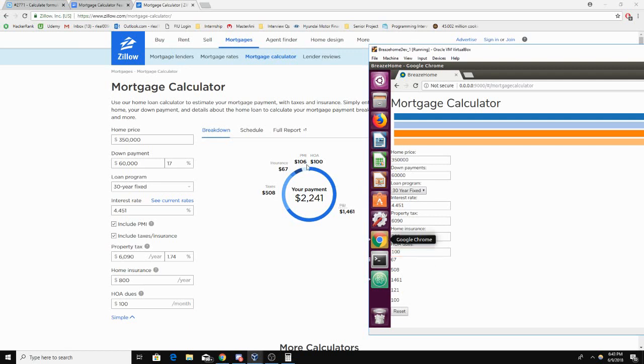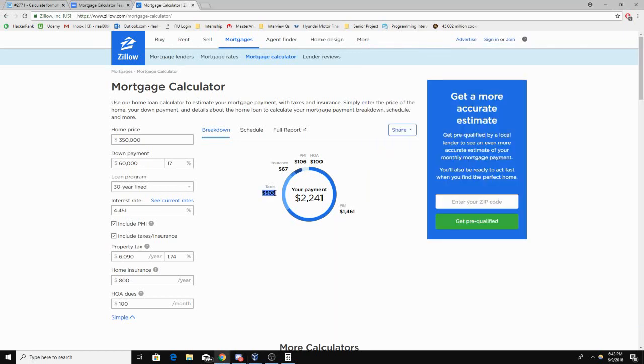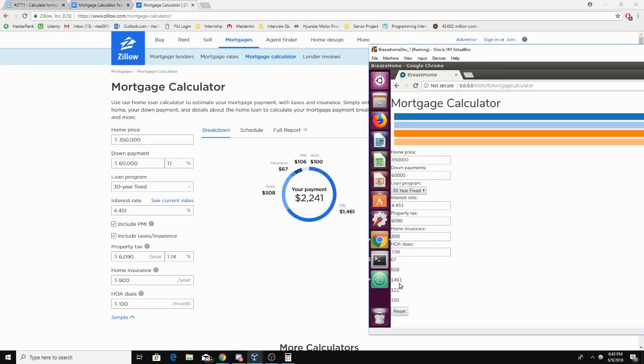But that's because PMI is calculated based on different factors, which can include how much you're borrowing, and also the user's credit score. So there are different PMI calculations, and where I'm just using a different standard amount than the one that Zillow uses. Here insurance is $67, so we have $67 here, and then taxes is 508, which we have here, 508. And once we add all these together, we have the same or near the same payment. The only difference is the PMI.